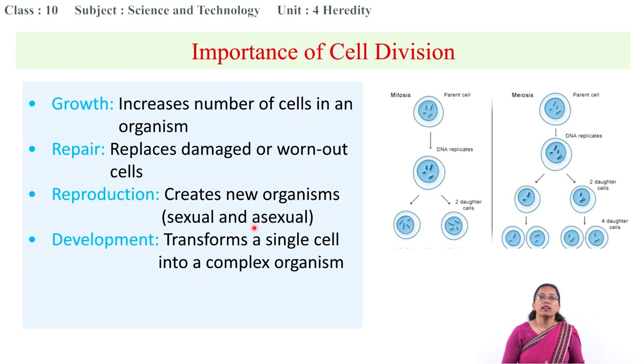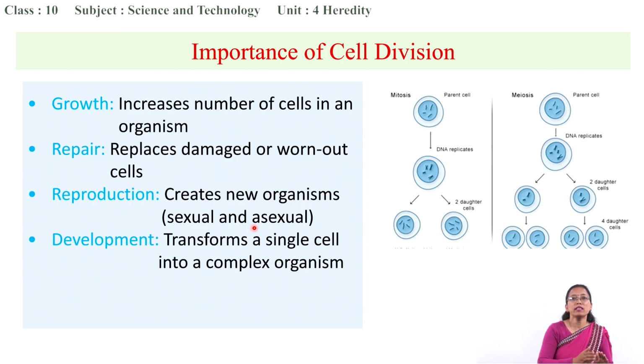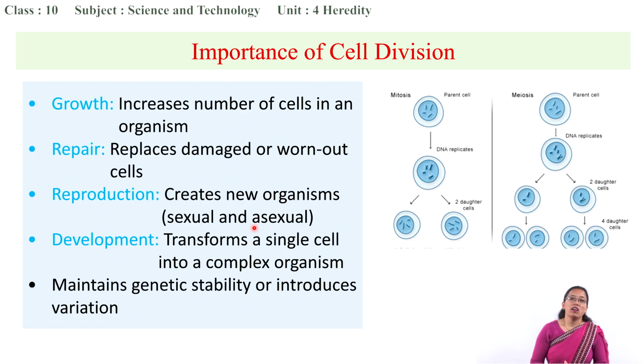Another importance is the development of the organism. Here, a single-celled organism is transformed into a complex organism. That means different developmental phases are going on. For that development, the development of tissue, organ and system all depends on cell division. And also, it maintains genetic stability or introduces variation.